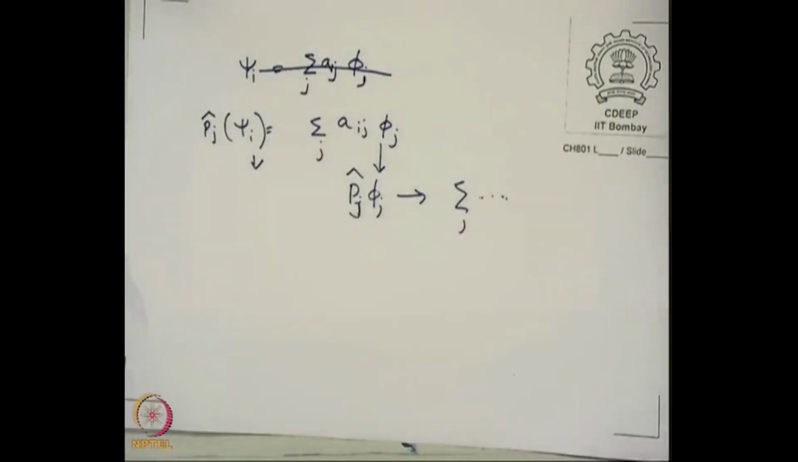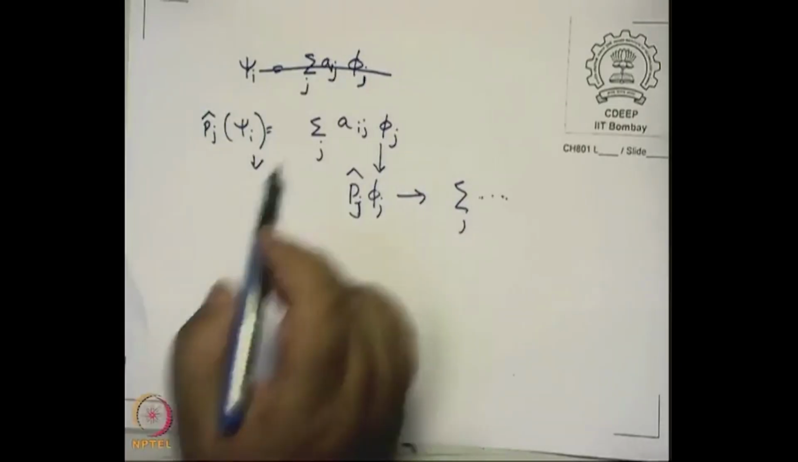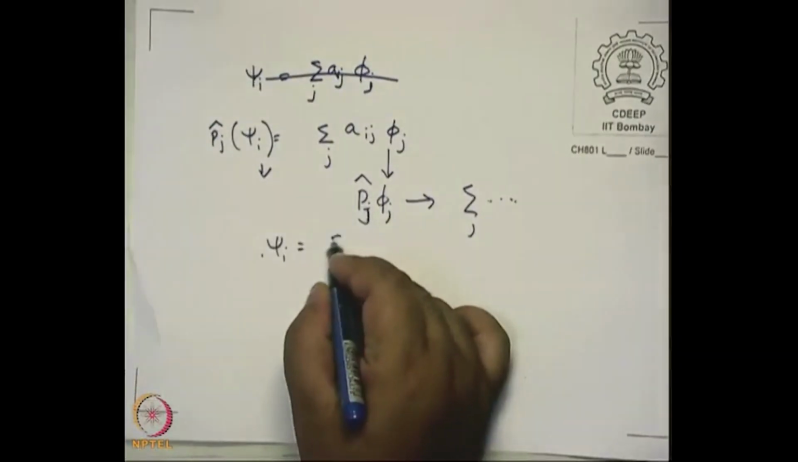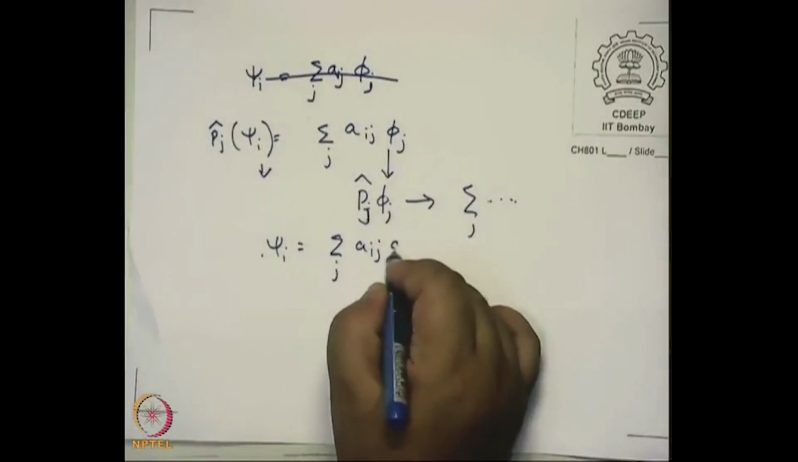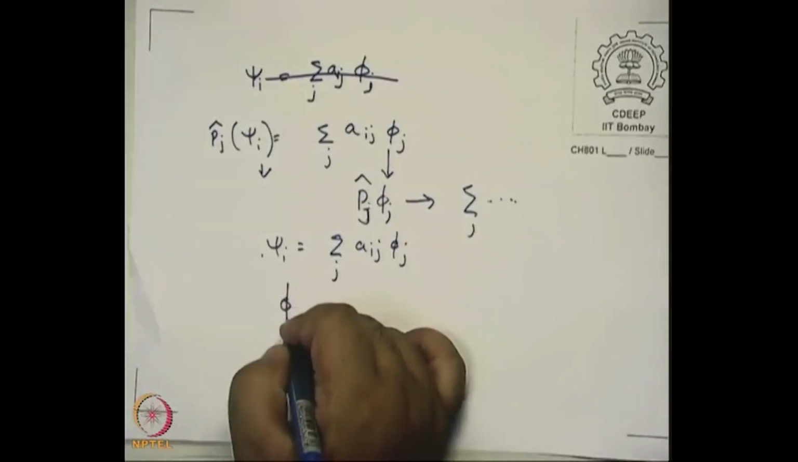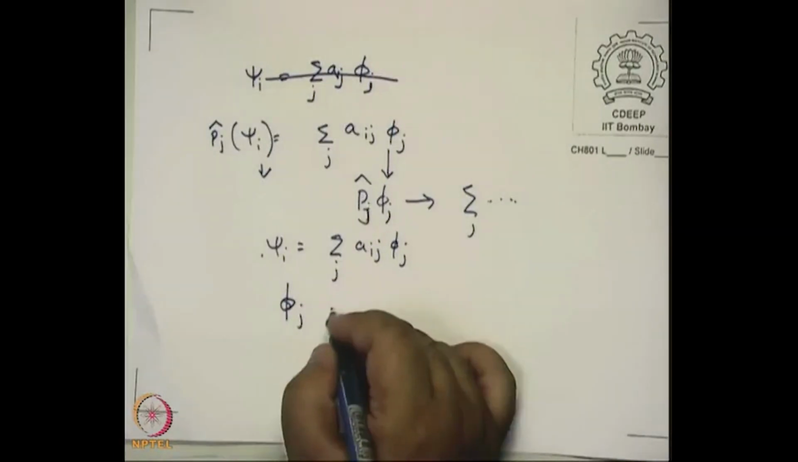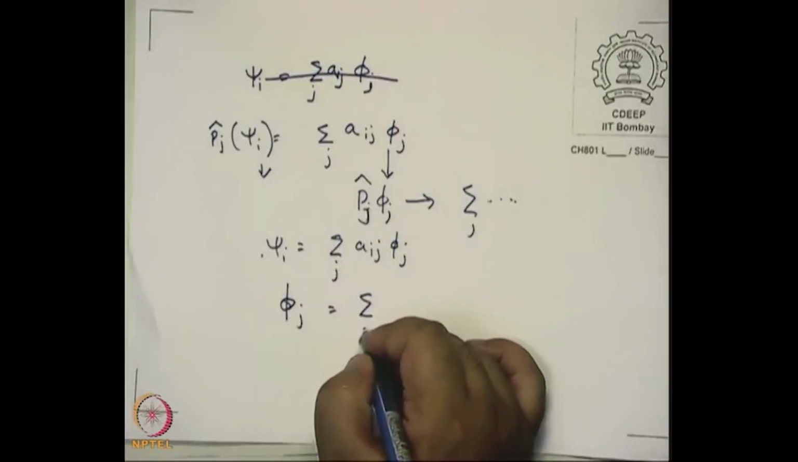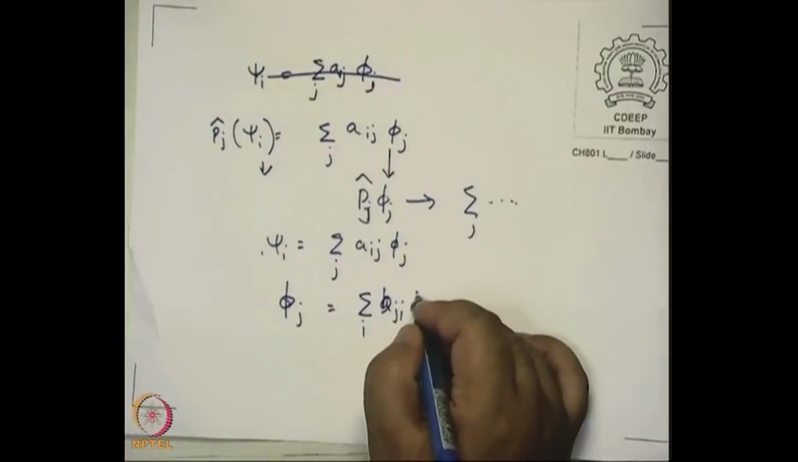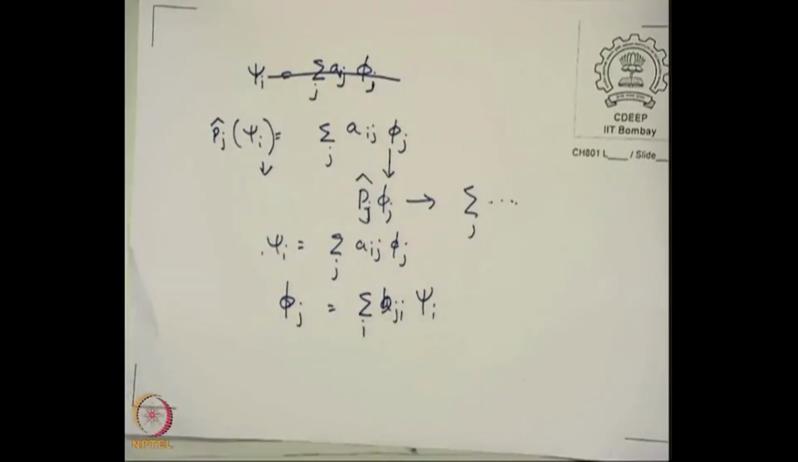How is that possible? It is possible because, see, if I write this linear combination again, psi i equal to sum over j a_ij phi j. Will you agree with me that I can write another system of equations where each phi j can be written as a linear combination, maybe I will write b_ji now, of the molecular orbitals? Is that right? Let us see if it is right or not.